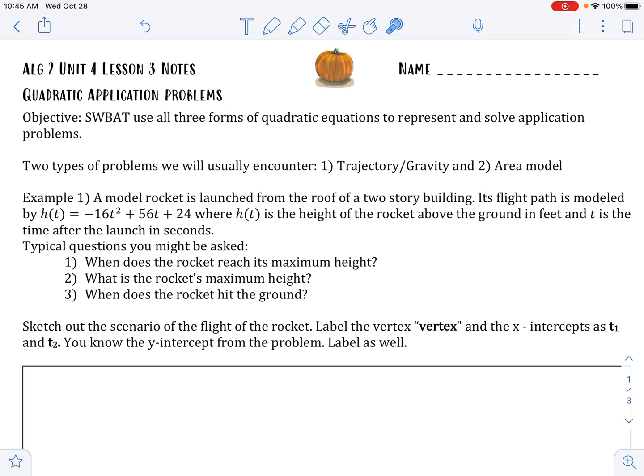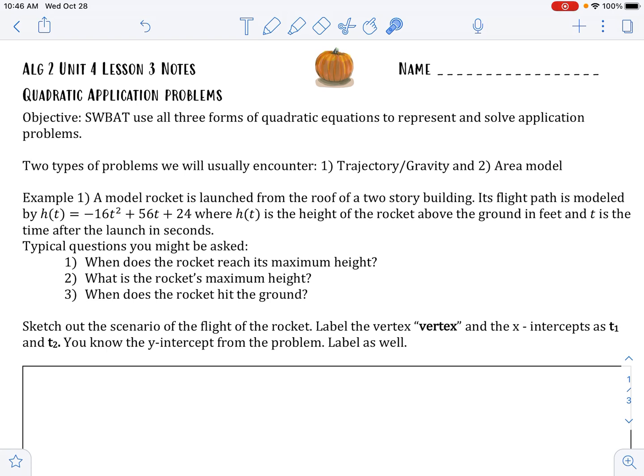You're going to encounter two types, usually, of quadratic problems. Their trajectory, meaning something goes up in the air, and then because of gravity it comes back down, and that makes a parabolic shape. And there's also area model type problems, which we'll do today.